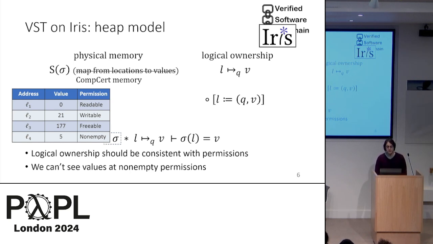And second of all, that CompCert has this permission called non-empty, which isn't readable but also isn't zero. And so we need, in our separation logic, to reflect the fact that it's possible to own a resource but not enough of a resource to actually know what's in it. I'm going to start by explaining how we address the second problem and then get to the first.